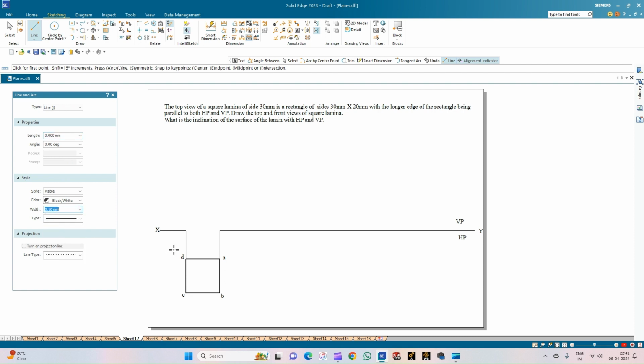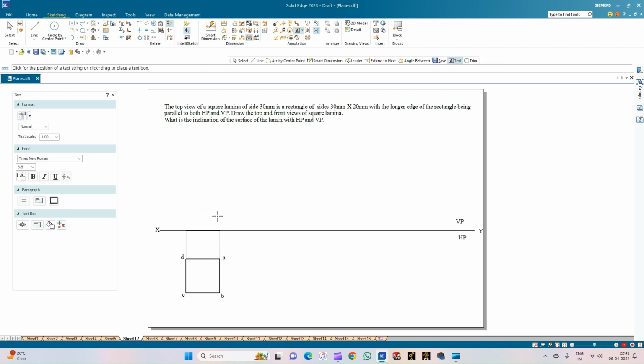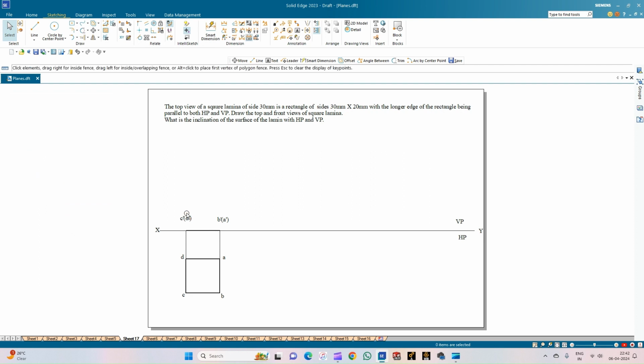So now we will trim this part and draw the front view of the square lamina by using a line of thickness 0.50 mm. So from this endpoint to this endpoint, now we shall annotate the front view of the square lamina as B dash inside the bracket A dash, because to the observer, first the corner B is visible and A is superimposed behind the corner B, and here this is C dash outside the bracket and D dash inside the bracket. So this is the front view of the square lamina.